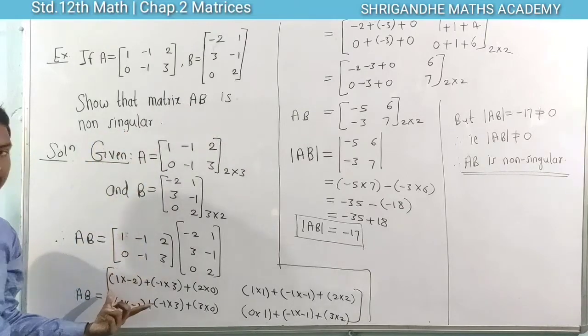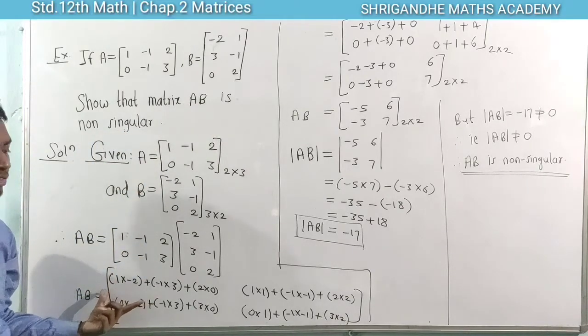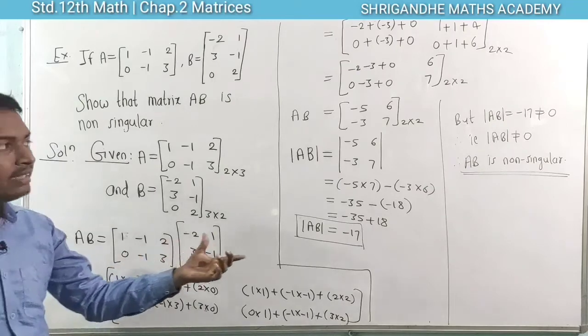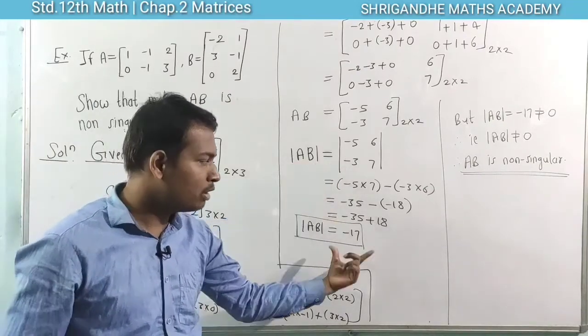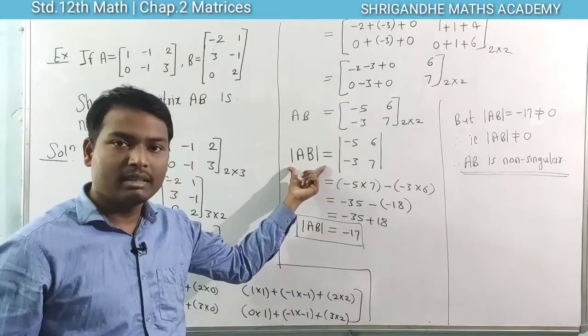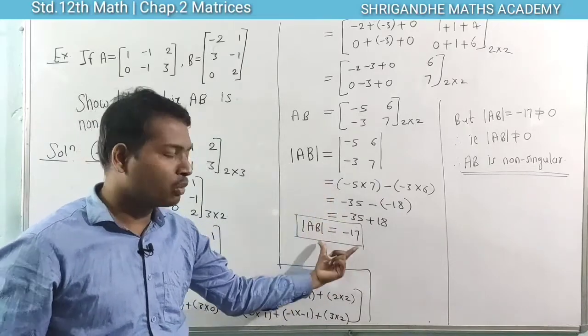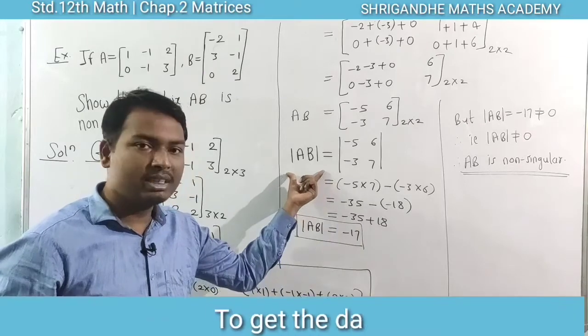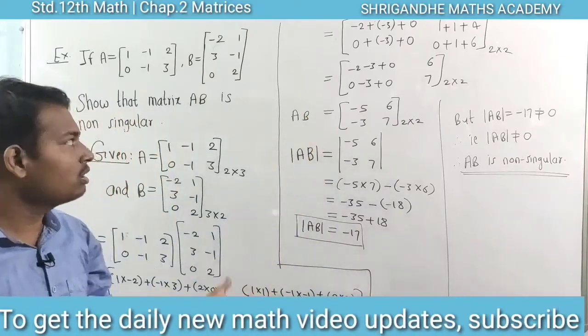First find the matrix AB, that is, first find the product of matrices A and B, then take its determinant and find the value of the determinant. If the value of the determinant is equal to 0, then the matrix is singular, and if it is not equal to 0, then AB is a non-singular matrix. This is all about the example.